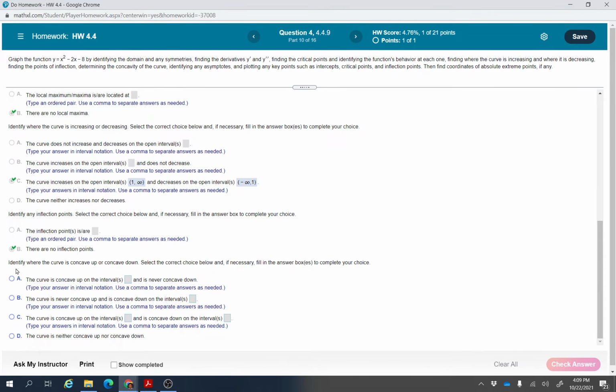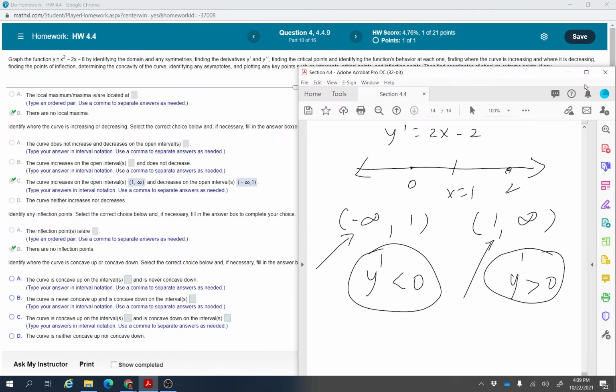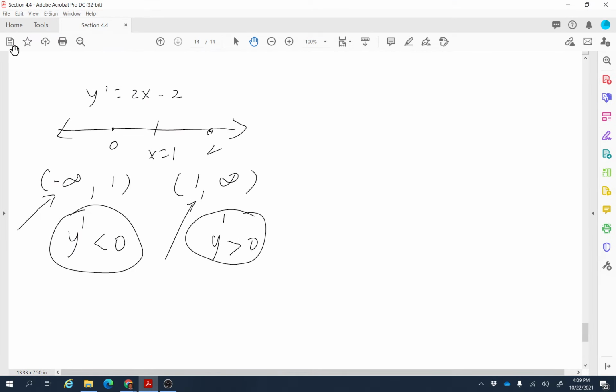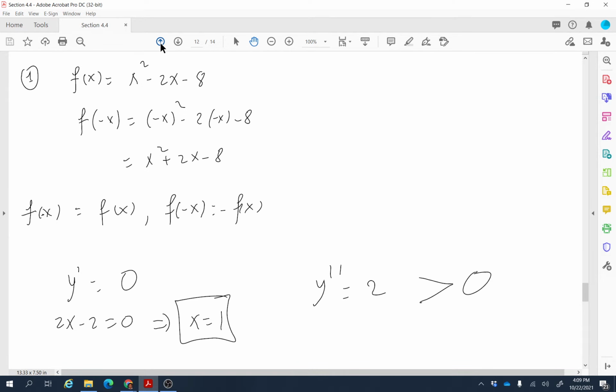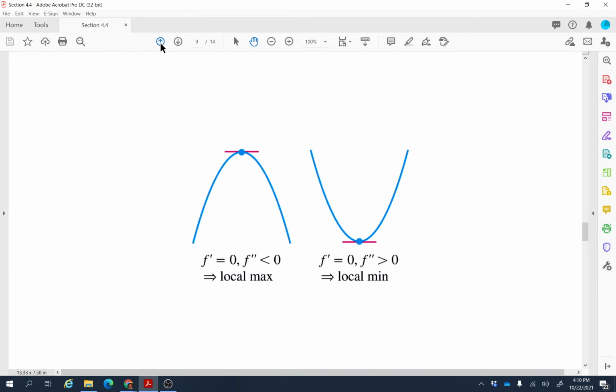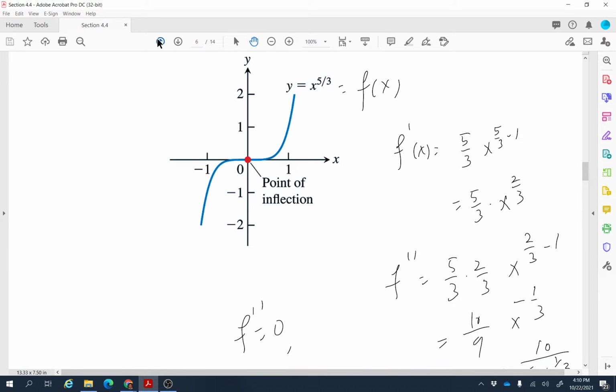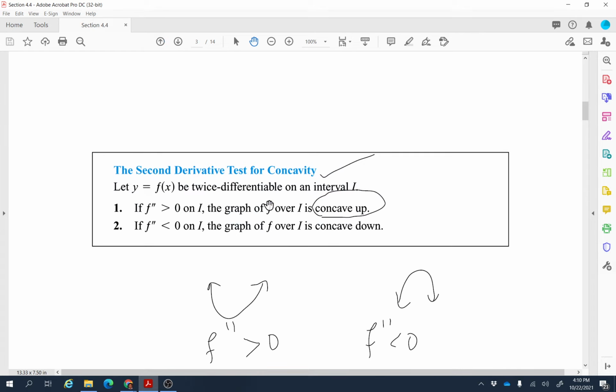Okay. Identify whether the curve is concave up or concave down. So for finding the concavity, if you go back to our notes here, we can always use this thing, concave up, concave down, by using the second derivative test. Where is that? Here you go. If the second derivative is positive, then the curve is concave up. If the second derivative is negative, then the curve is concave down.